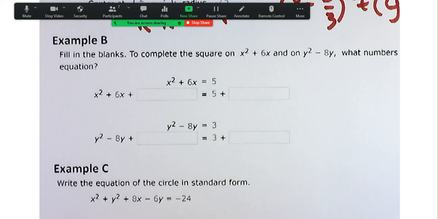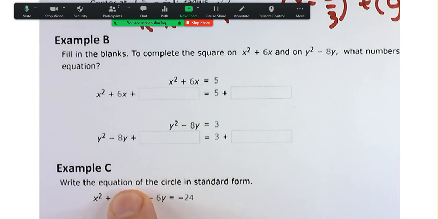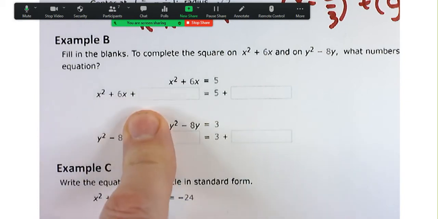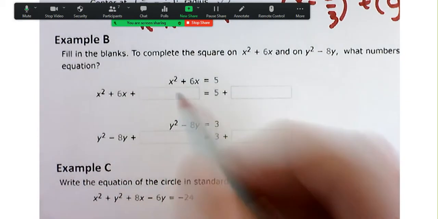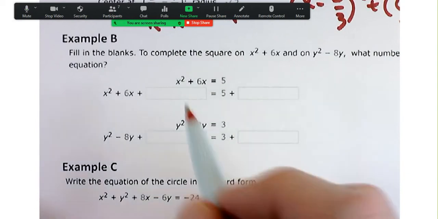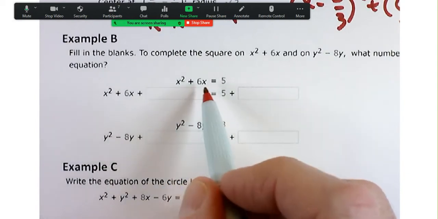So one of the things you're going to have to do in order to find the equation of a circle in standard form is practice completing the square. So let's do that here with these two examples. So you've got this equation, x squared plus 6x equals 5.